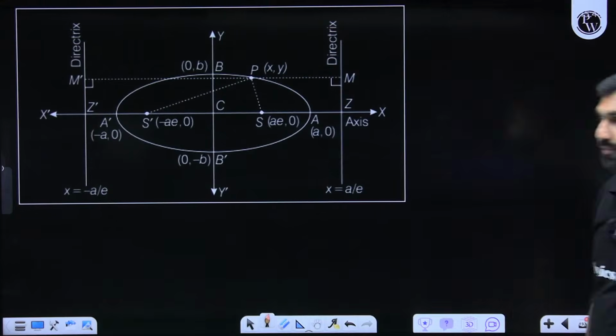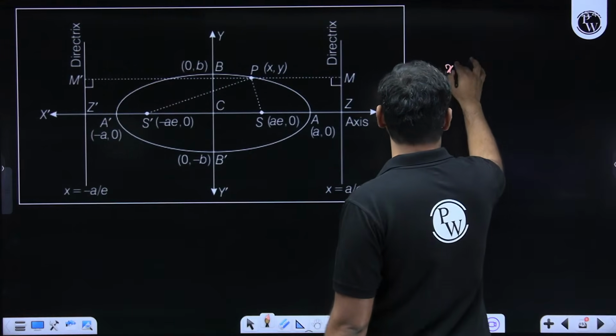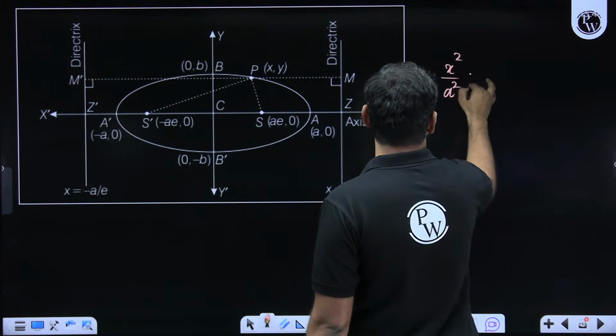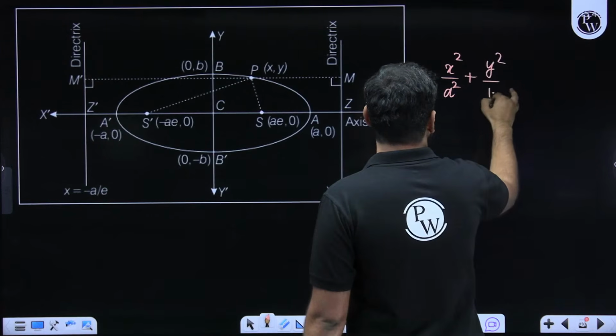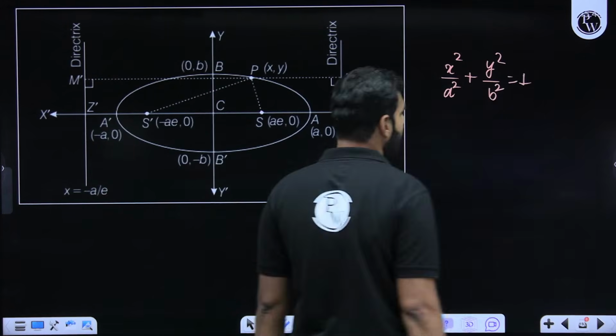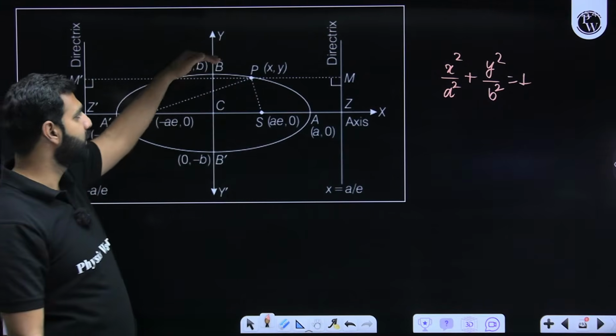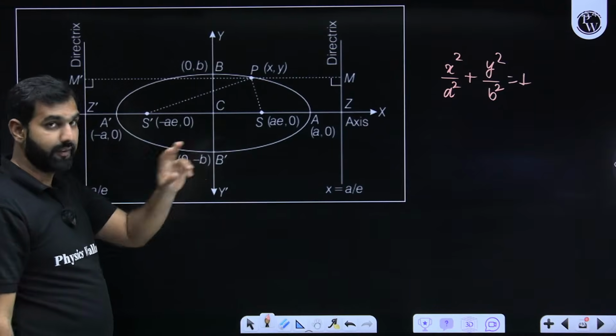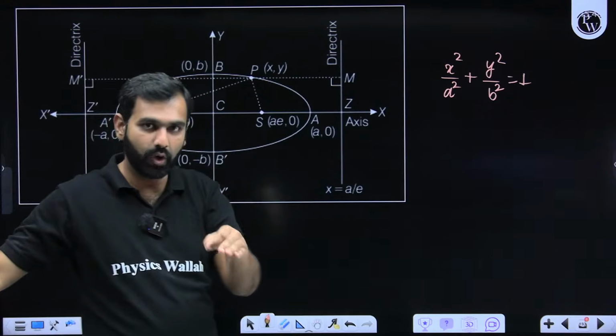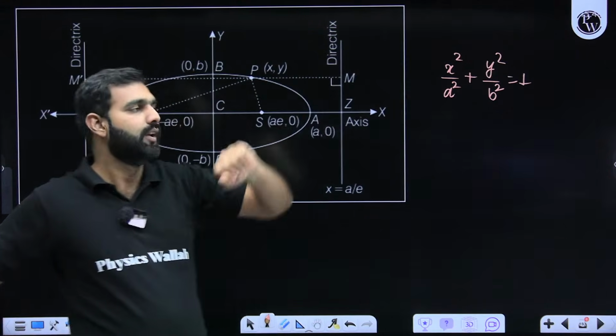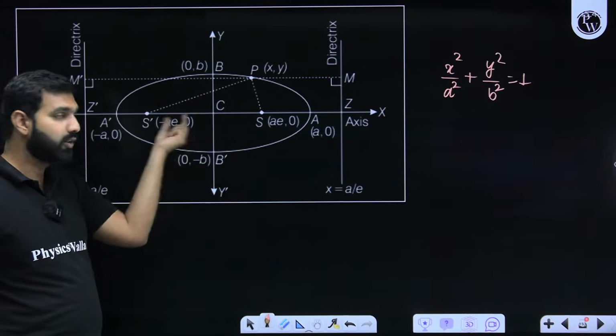Let's talk about the ellipse. So let's say the standard ellipse is given by x square upon a square plus y square upon b square is equal to 1. This is your standard ellipse. So we know this is a comma 0, minus a comma 0, 0 comma minus b, 0 comma b. It has two foci. Even a parabola has two foci. One is a comma 0, the other is at infinity. So here it is ae comma 0 and minus ae comma 0.